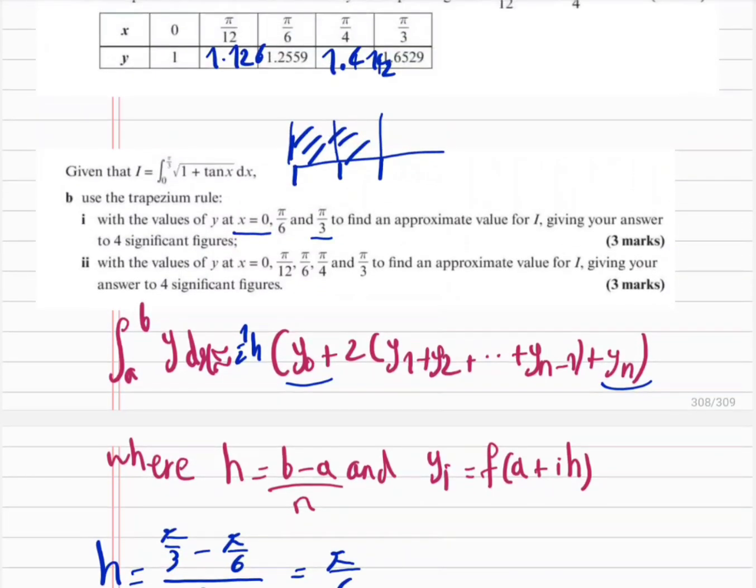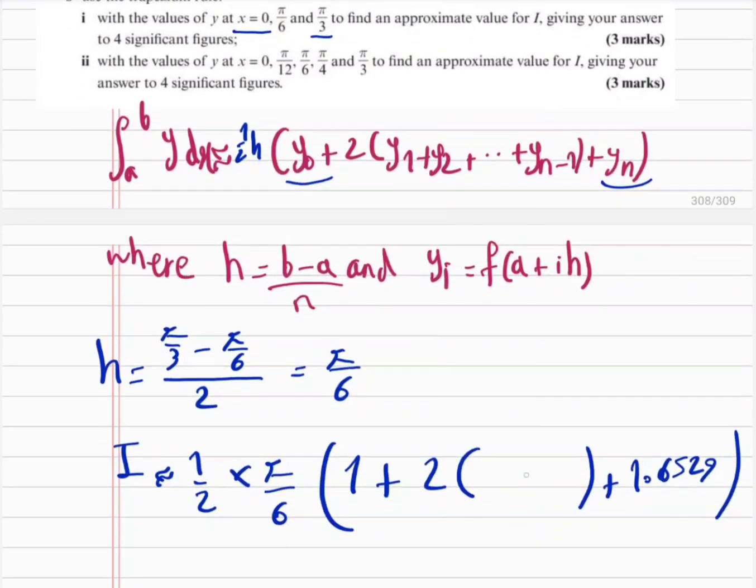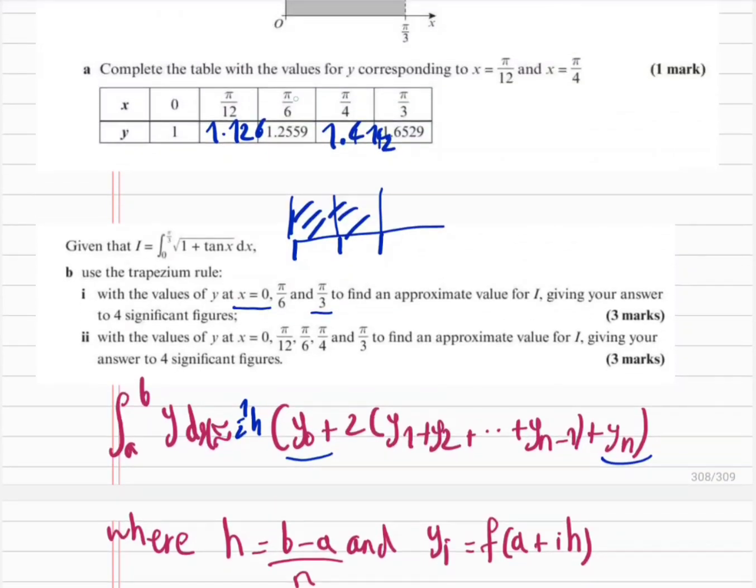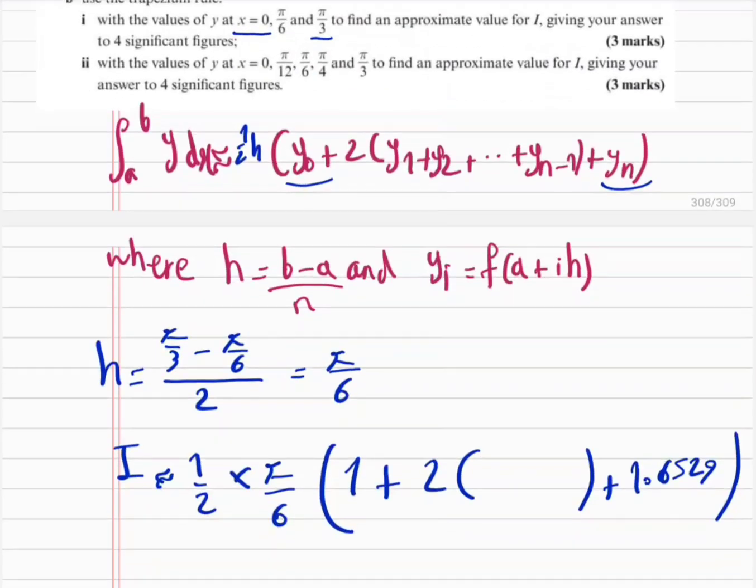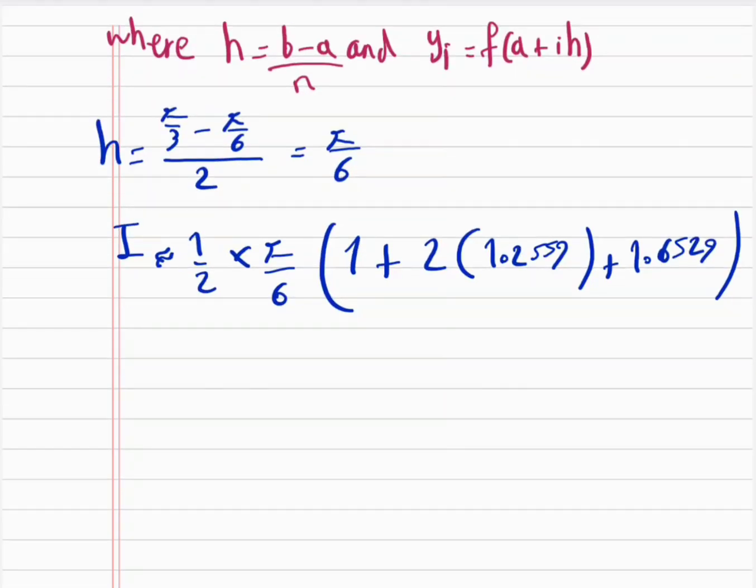In this case the first y value is 1 because that corresponds to 0, and the y value that corresponds to pi by 3 is 1.6529. Everything in between goes inside a bracket. In this case we only have one more value, which corresponds to pi by 6, and that's 1.2559. Now we just solve this, and the answer is 1.352 to 4 significant figures.